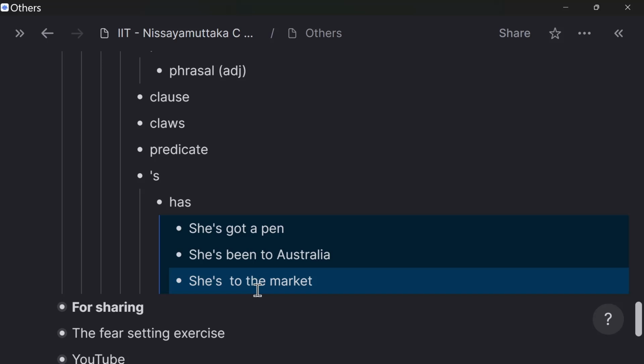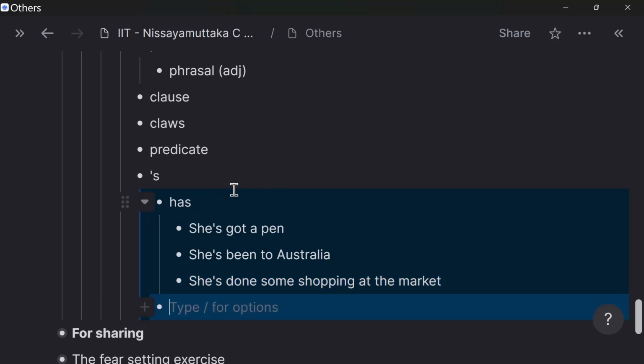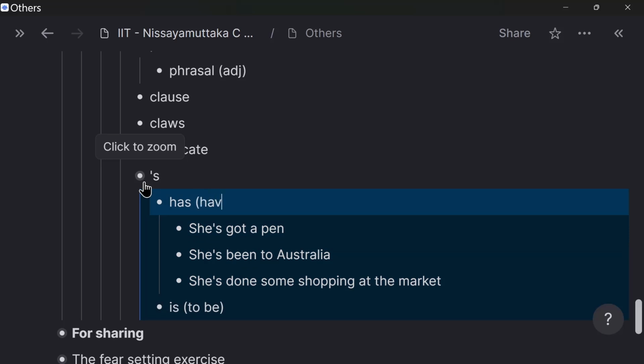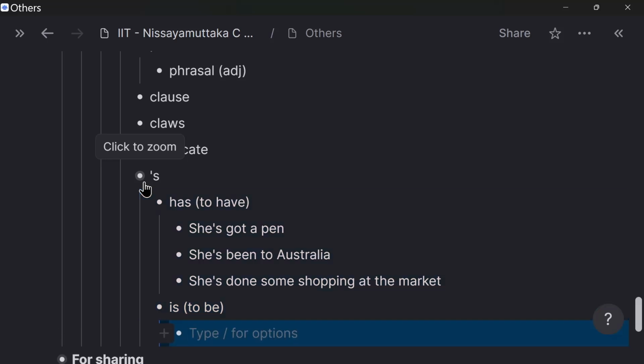In the past it would be "she went to the market." She's gone, or she has done some shopping at the market. Okay, so this is the meaning, has. Now, another meaning for apostrophe S is the verb to be. This was the verb to have. So the verb to be. Okay, give me an example. "Is a pen."